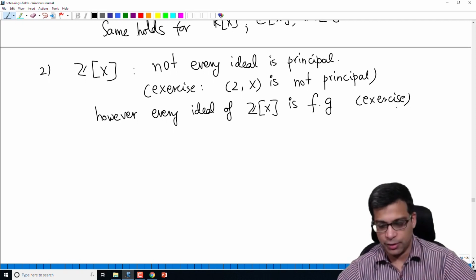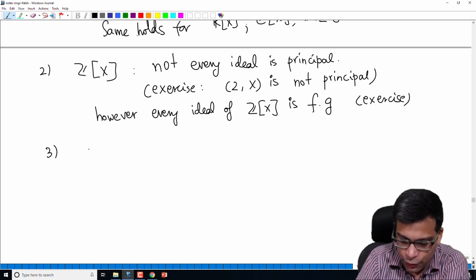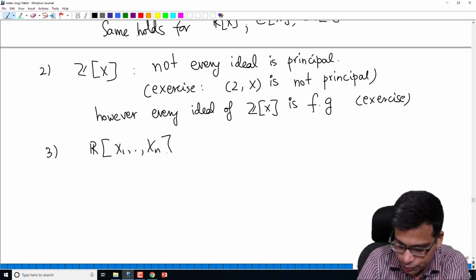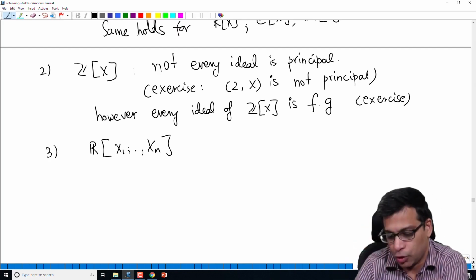So this is another interesting example. If you take, on the other hand, polynomial rings in several variables, here we can't yet make any statement about all ideals.